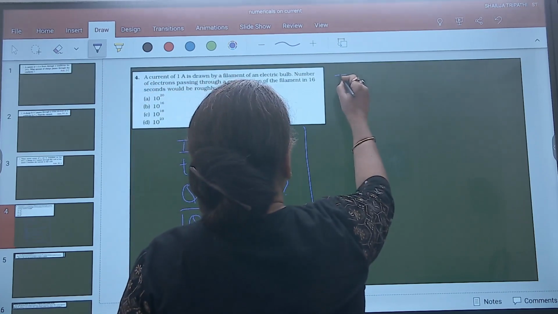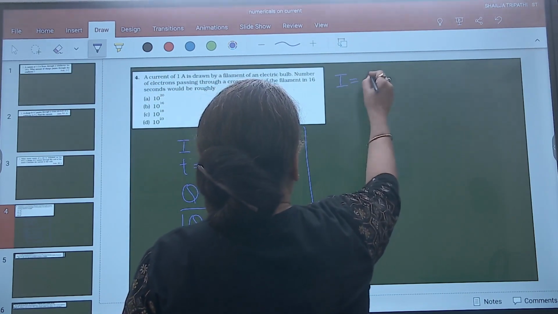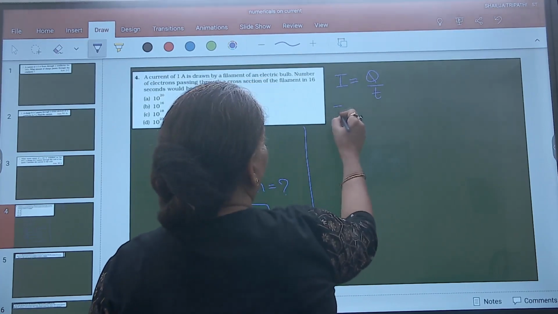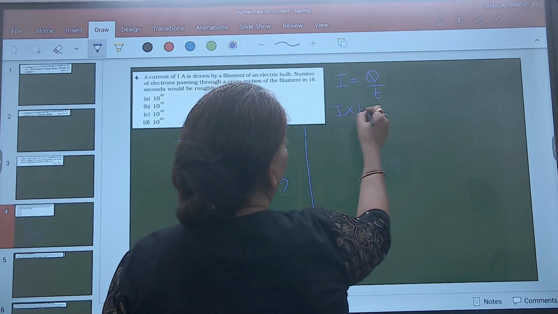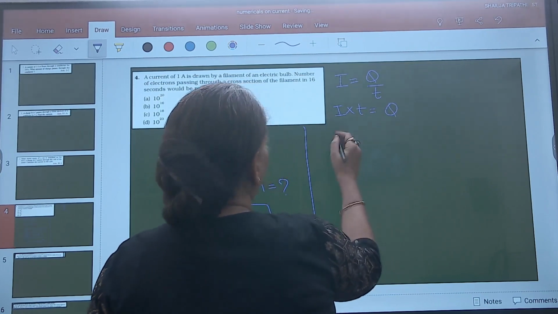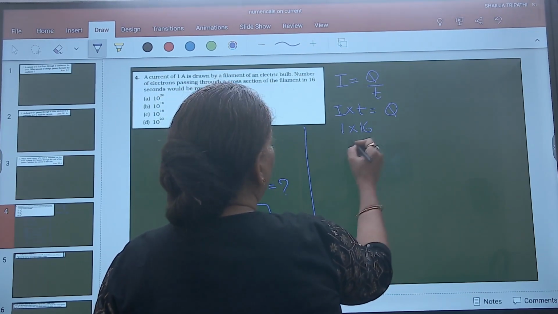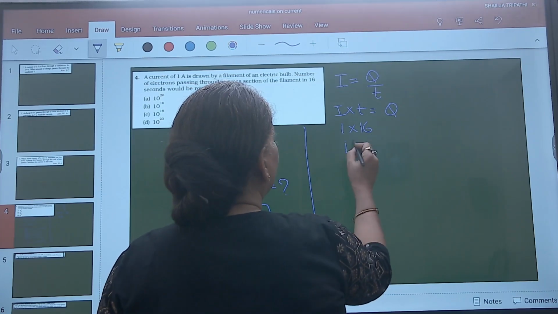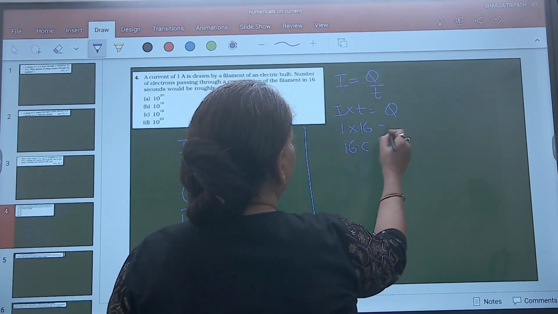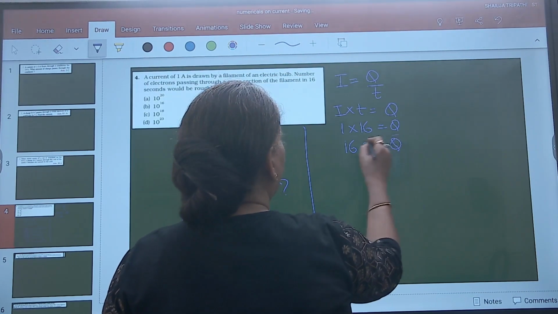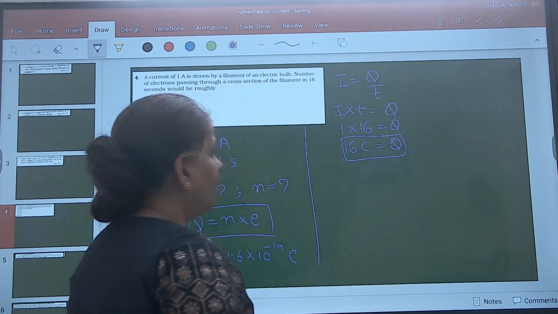Current is nothing but rate of flow of charge. So here we get I into T is equal to Q. I is 1, time is 16, so we get 16 coulomb. So charge is 16 coulombs.